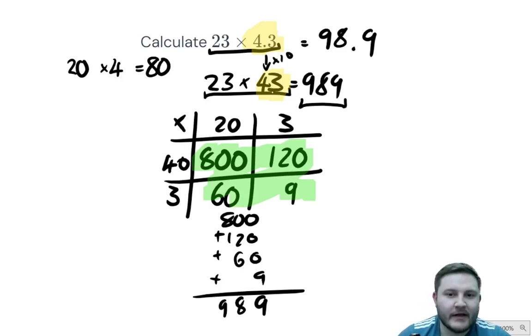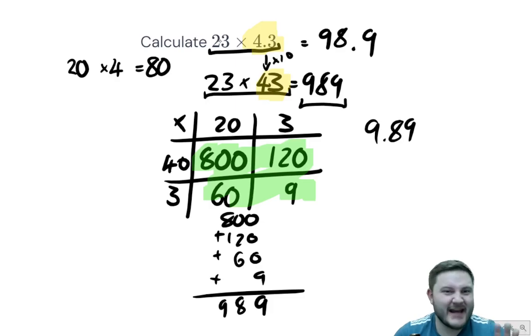So for example, if I said that the answer was 9.89 because I'd accidentally put the decimal point in the wrong place, that is clearly not the answer, because of the estimation, the rough answer, because I've just approximated these numbers. 23 is about 20, 4.3 is about 4, so that gives me 80. 9.89 can't be the answer because it's so far away from my estimation that clearly I must have put the decimal point in the wrong place. The correct answer is 98.9, which is significantly closer to my estimation.